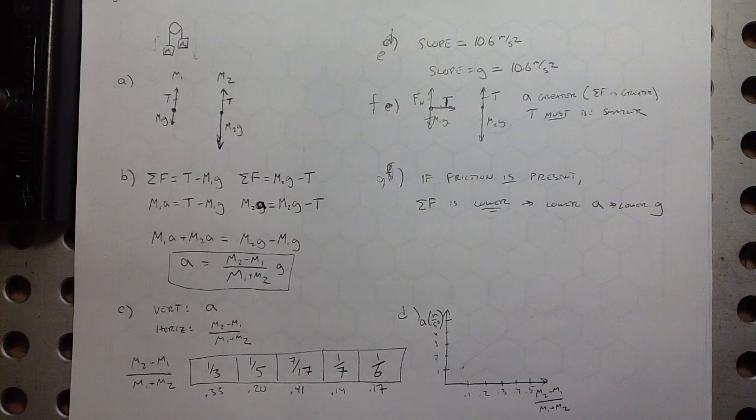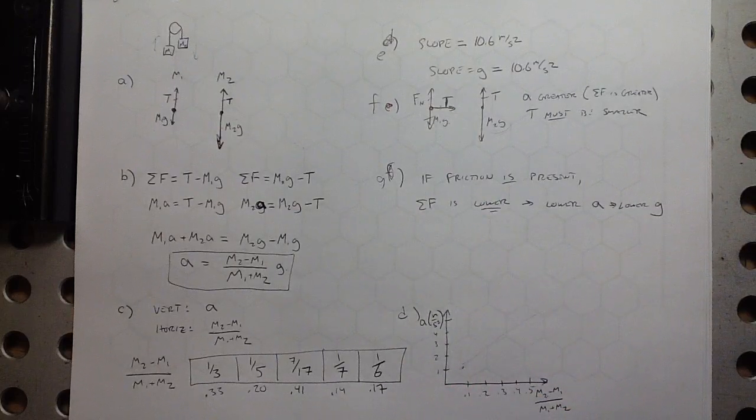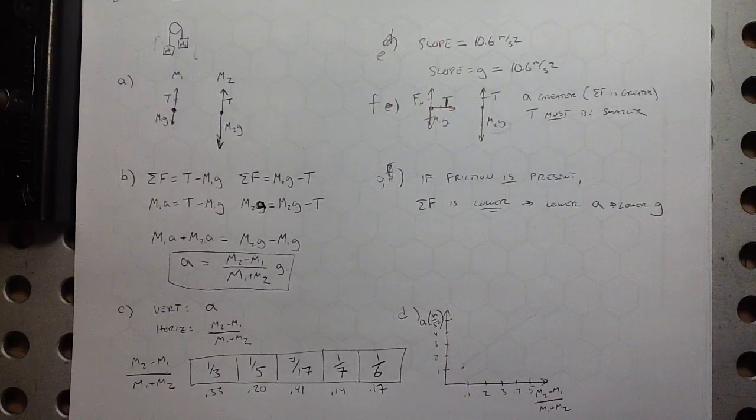Worth noting here that, as best as I can understand, both their scoring guide and also just what they're looking for, if you just say, oh, it's because of friction, that's not really enough. You have to justify why friction would make that experimental value of g lower.